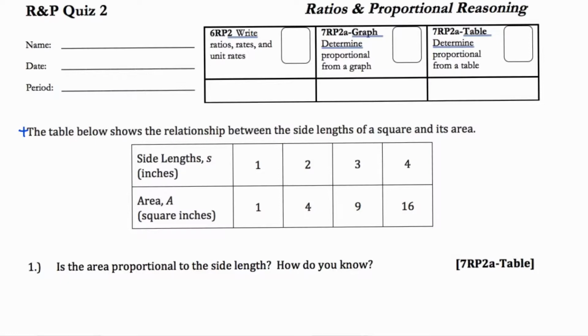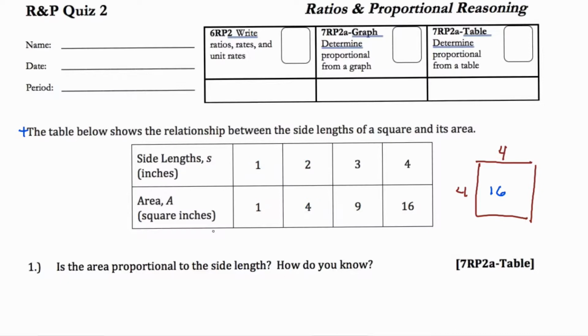It says this table shows the relationship between the side lengths of a square and its area. So what we're talking about when we say side lengths are this number here, like it might have a length of 4. And of course it's a square, so that means all the side lengths are the same, and it would have an area of 16. So that's what these two numbers are comparing, and it's asking us, are they in a proportional relationship to each other? So is this ratio proportionate to this ratio? And there's a few different ways that we can find out.